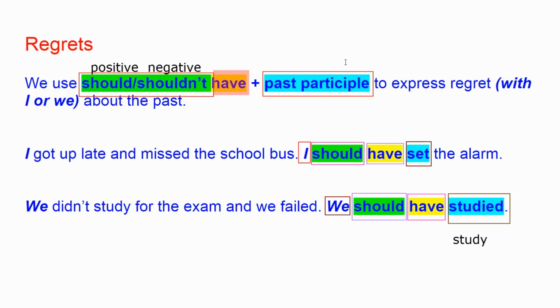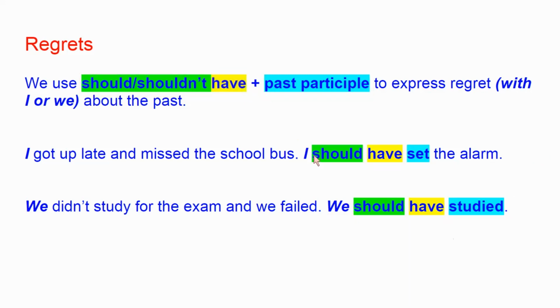All right, we continue. So we already know that regrets is con should or shouldn't have plus past participle. Siempre comenzamos, también otro detalle, con una oración de lo que nos pasó, que nos arrepentimos tanto que haya pasado. So we're going to continue to the next one.